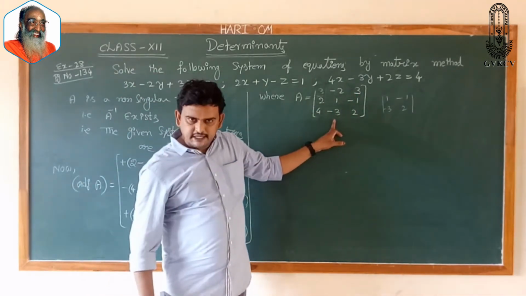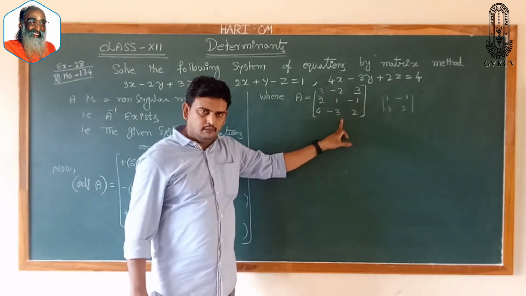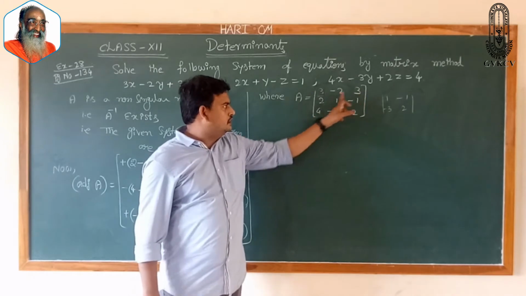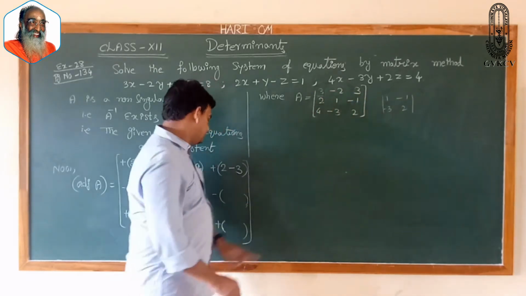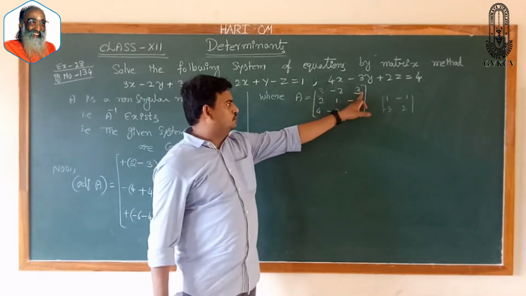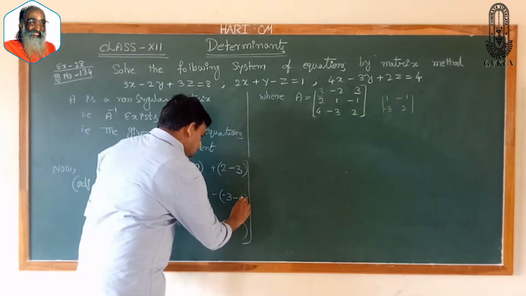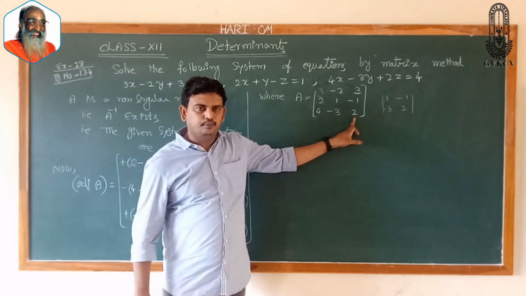Now we are talking about minus 3. Leaving the corresponding row, corresponding column, 3, 3, 2, minus 1. So 3 into minus 1, minus 3. 2 3s are 6. Now we talk about last element 2.